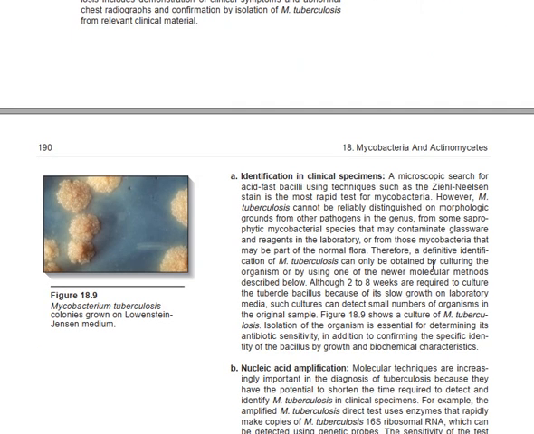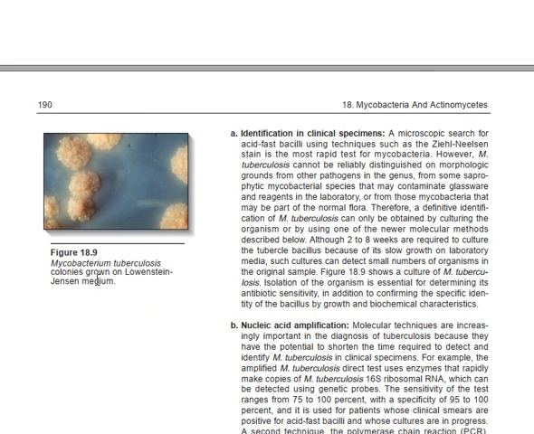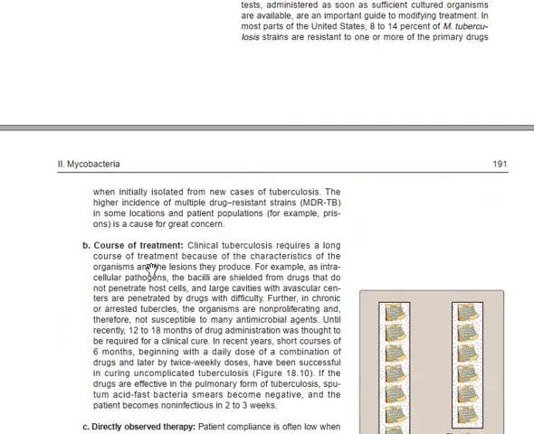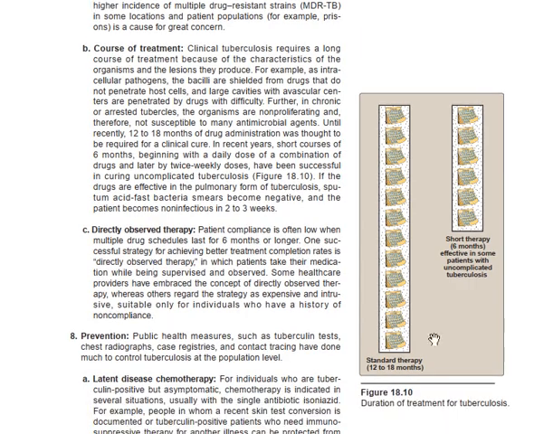So this is Mycobacterium tuberculosis growth on the Lowenstein-Jensen media. This is how it's going to grow on the Lowenstein-Jensen media. Now, this is the standard therapy.